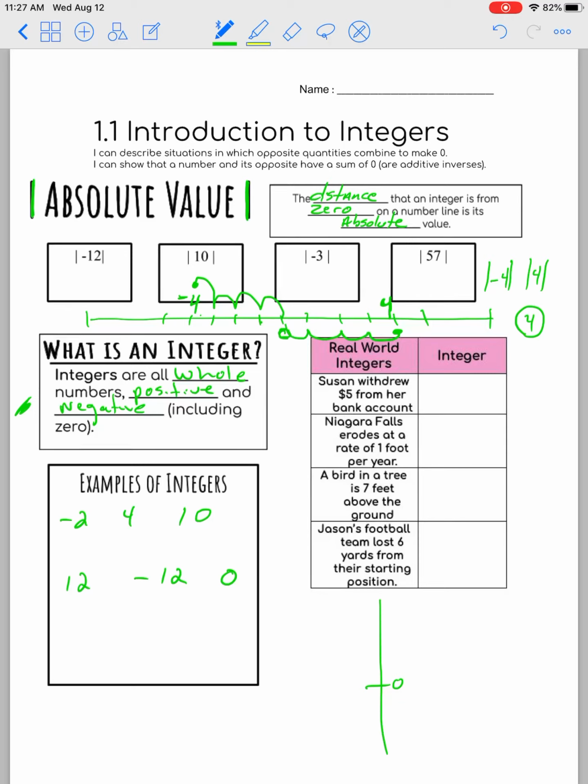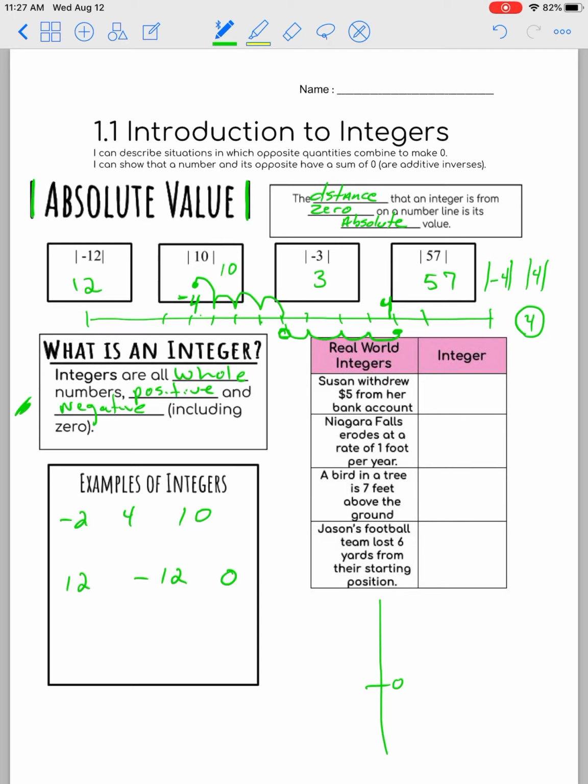Let's look up in the boxes. I have a negative 12 with 2 bars on it. What's the absolute value of negative 12? How many spaces is it from 0? Negative 12 is 12 spaces to the left, or to the negative side of 0. The absolute value is 12. What's the absolute value of 10? 10. Negative 3? That's right, it's 3. And then 57 is 57.